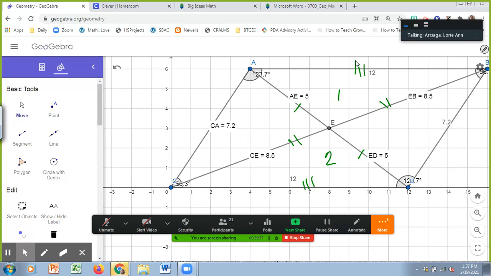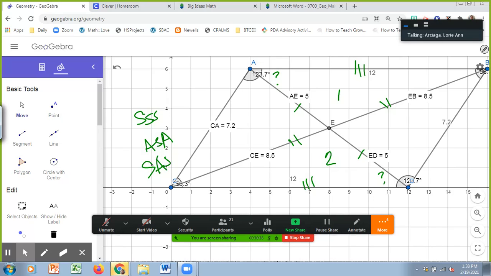ASA. Using your GeoGebra, you can verify if these two are congruent to each other. Yes? But are we expecting them to be congruent? What do you guys think? Alternate interior angles, right? Okay, so SSS, ASA, what else do we have? One more. Actually, two more. What else?